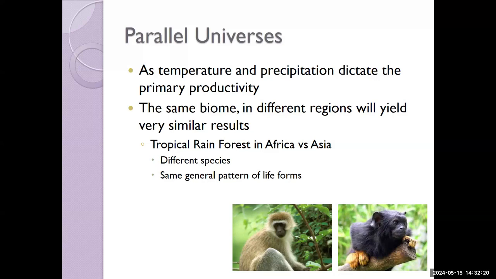So an example here is in the tropical rainforests of Africa and Asia. These monkeys are very different species. They are not biologically compatible, but we can see that they have the same general pattern of form, and they also serve the same general pattern of functionality in their ecosystem. Similar niches appear within the same biomes.